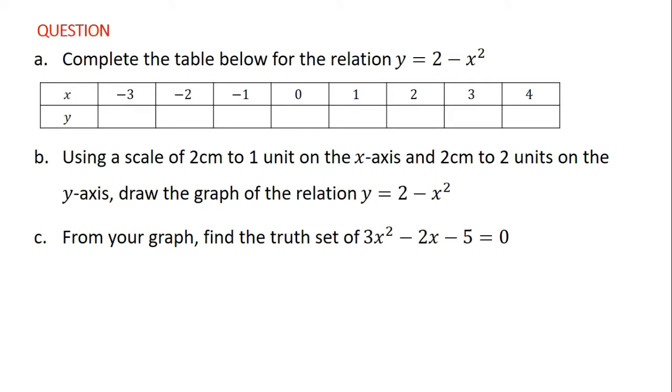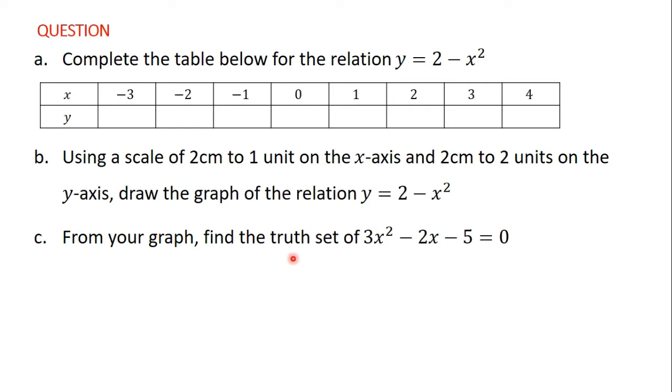The question for this video is: complete the table below for the relation y is equal to 2 minus x squared. Then use the values in the table to draw the graph of the relation y is equal to 2 minus x squared. We have learned how to do this already, so you go to the last part of our question, which is from your graph, find the truth set of 3x squared minus 2x minus 5 is equal to 0. So you will find the solution of this equation and then we will write our answer as a truth set.